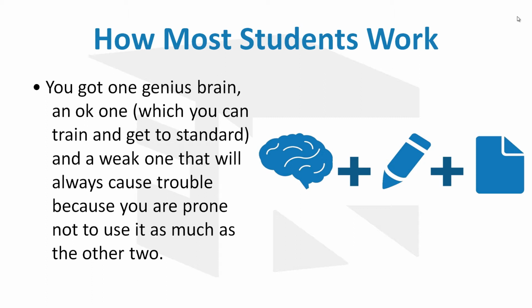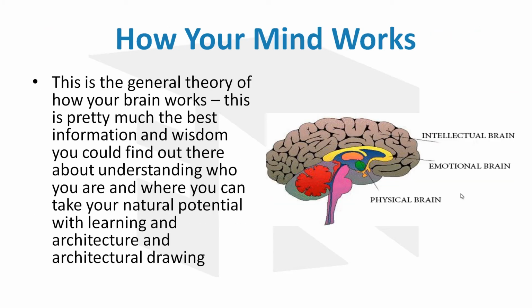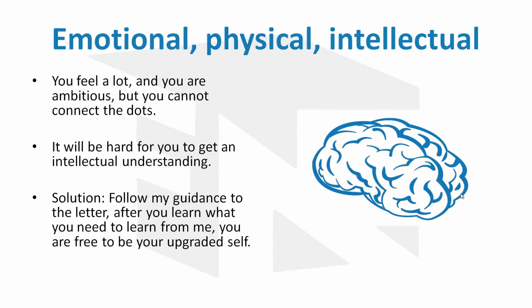observed in all my students and in myself as well, you've got a genius brain, which is very good, a secondary one which can be trained, and the third one which is going to kind of fail on you. It's going to kind of cause trouble. Okay, let's talk about the stereotypes that I usually get as students, because we can link the concept of 3 brains with real life examples.